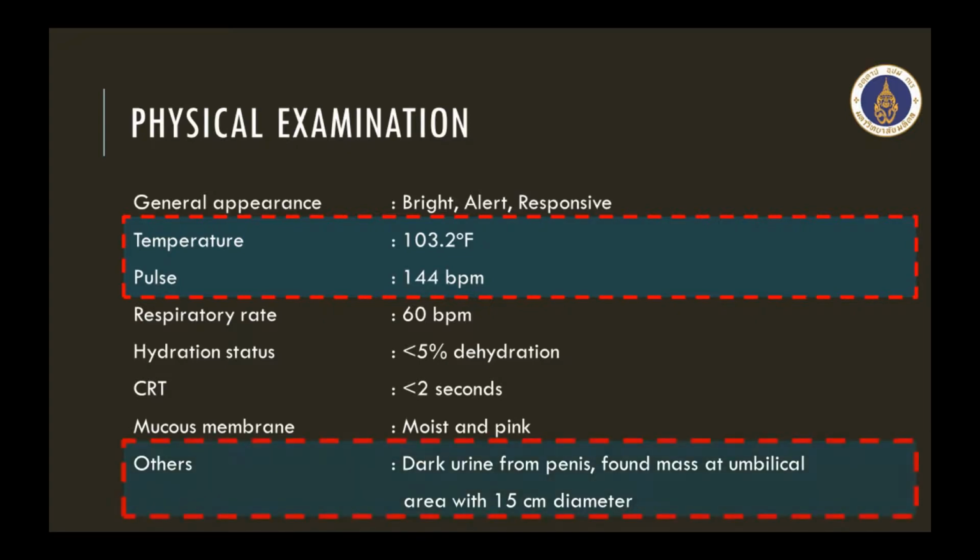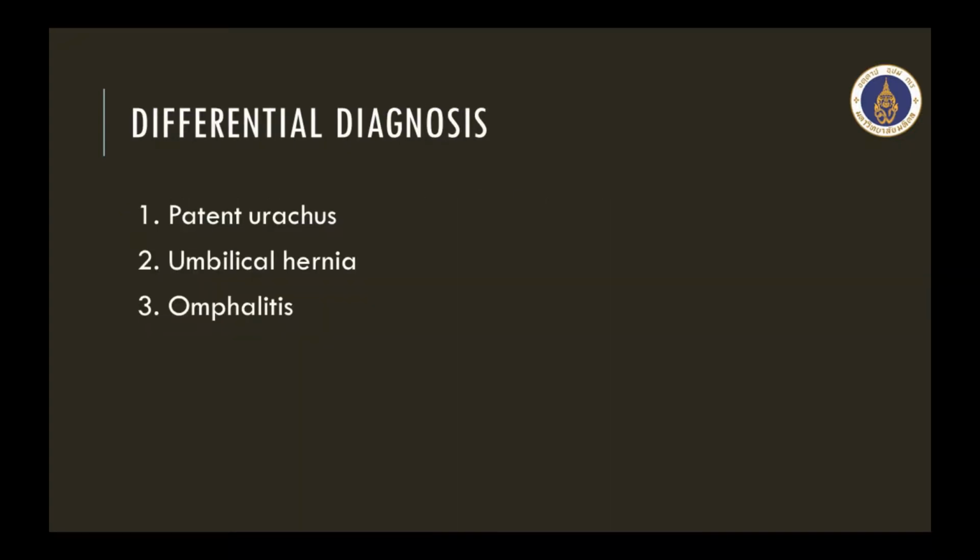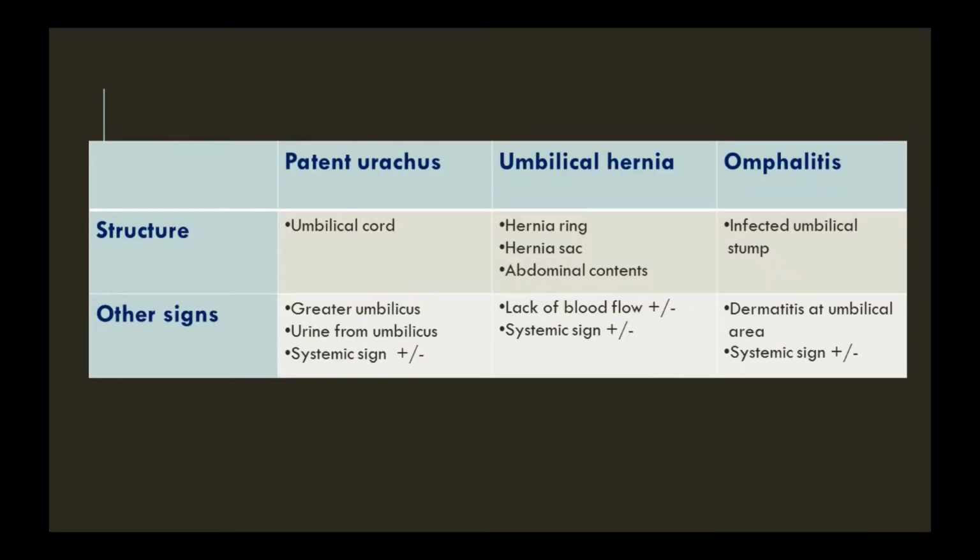From the problem of a mass at the umbilical area, we can differentiate the cause into 3 causes. First, patent urachus. Second, umbilical hernia, and third, omphalitis. Here are the differences of these conditions. Patent urachus is a congenital defect of the umbilical cord, and the specific sign is urine draining from the umbilicus after birth.